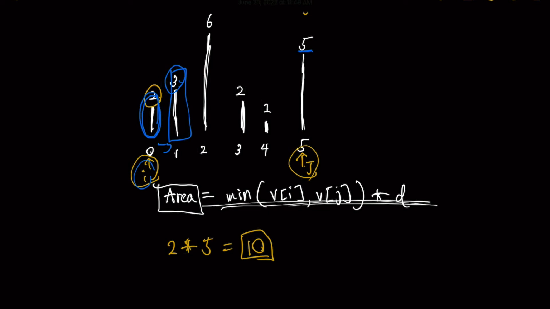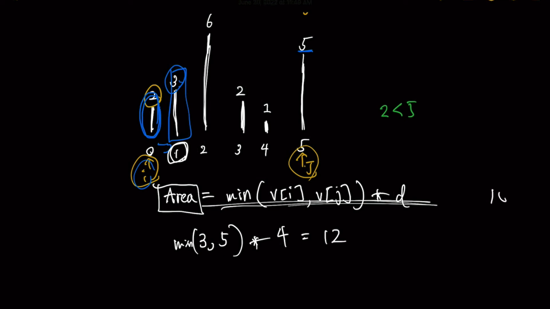So in this case, 2 is less than 5, so I'm gonna move I to right here. Now I'm getting the minimum of 3 or 5, times the distance as well. 5 minus 1 is 4. So I'm getting 12. We had 10, but hey, we're getting 12. Cool, right? Now, which one is smaller? 3 is smaller, so we're gonna move I to here.